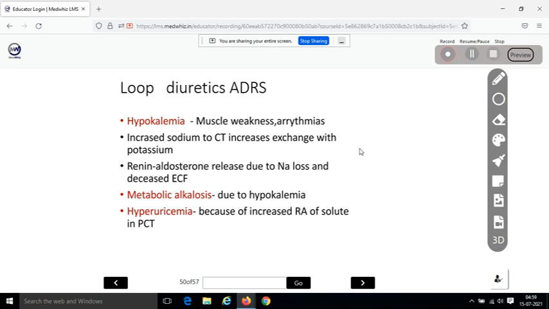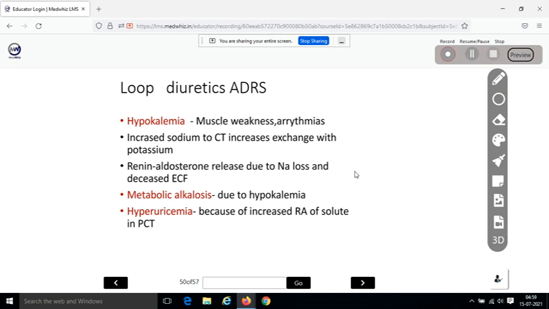Hyperuricemia, they also cause hyperuricemia. Loop diuretics can cause hyperuricemia and precipitate attacks of gout. This is caused by hypovolemia and associated enhancement of uric acid absorption in the proximal tubule. This may be avoided by decreasing the dose of the diuretic.